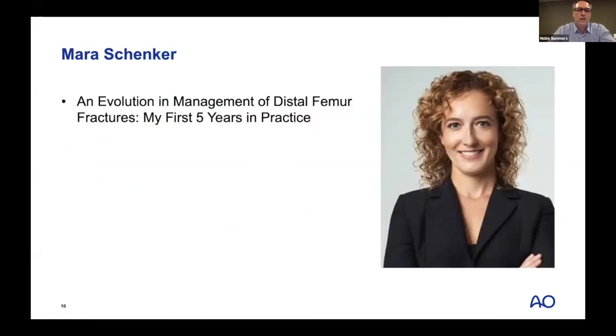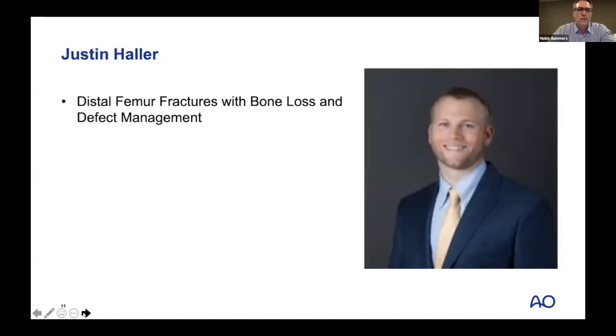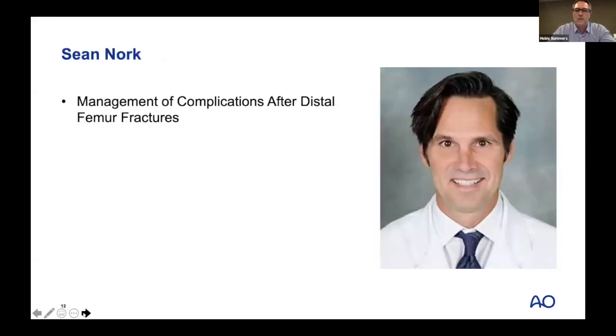First, we're going to have Mara Schenker. She's going to talk about her evolution in management of distal femur fractures, her first 5, or I think it's now 6 years in practice. Then we'll listen to Justin Holler talk about distal femur fractures with bone loss and how to manage defects. And then Sean Nork's going to talk about the management of complications after distal femur fractures. Without further ado, we're going to get started with our first talk. So Mara, I think you're up first.